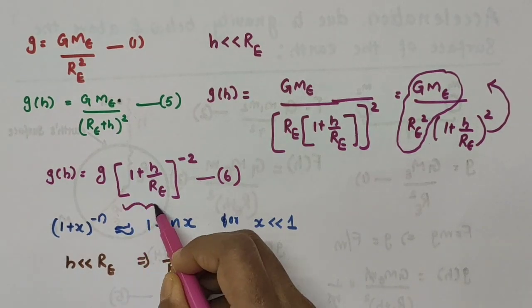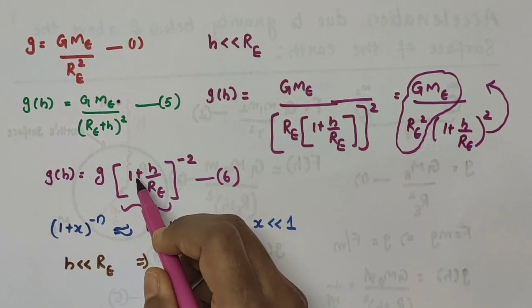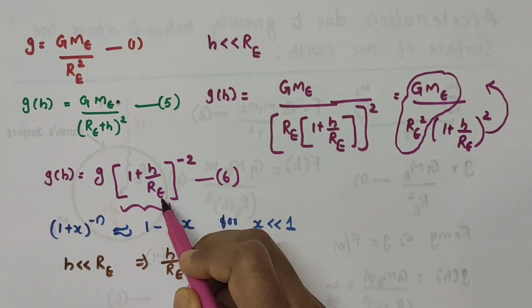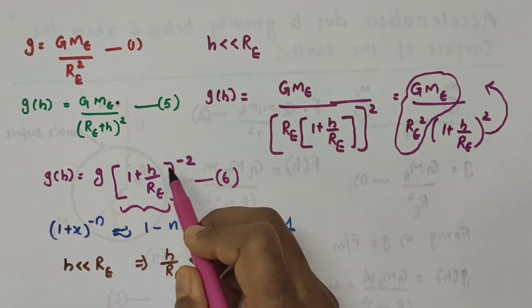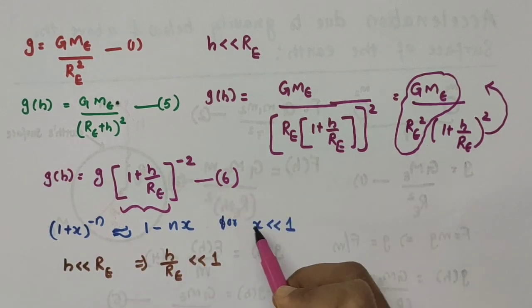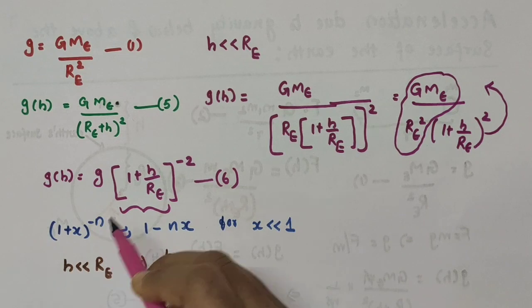So this term becomes in this form now, 1 plus x all raised to minus n. So here we have 1 plus, in the place of x we have h by Re, all raised to minus n, that is minus 2 here. That is, in the place of n we have 2 here. For x less than 1, here h by Re is less than 1. So we can apply this here.